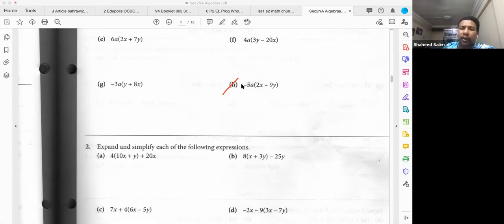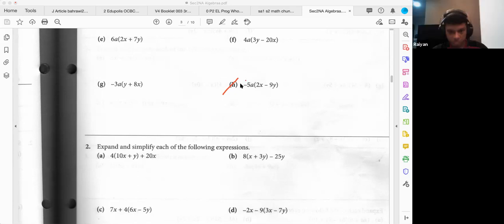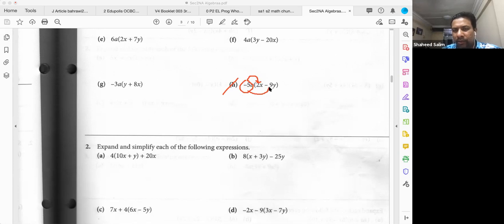Okay. So be careful. Minus times plus is minus. So the first one, minus 10ax is correct. But minus times minus gives us plus. Ryan, you understand? Ryan, are you okay? I was lagging. Okay, means you're okay. This now times this is minus, correct? Then when you times this, minus times minus is plus.